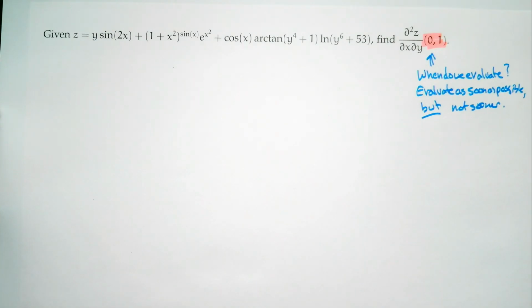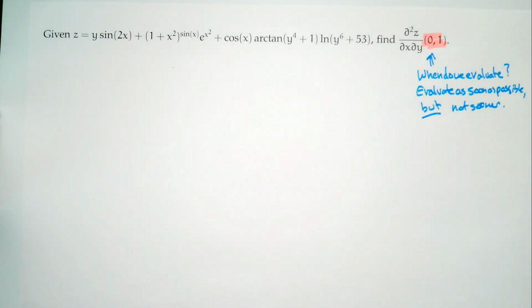Now, what do I mean by not sooner? There's a temptation that says, oh, if I can evaluate not at the very end, maybe I should evaluate at the very start. Can we evaluate at the start and then take derivatives? The answer is no. We can't take derivatives of something that's not varying. And once you evaluate it, it's no longer going to vary. It is what it is, and that's it. We're done. So we have to wait until after derivatives until we can evaluate.